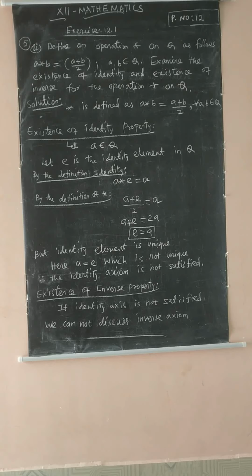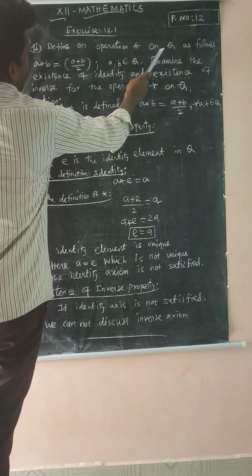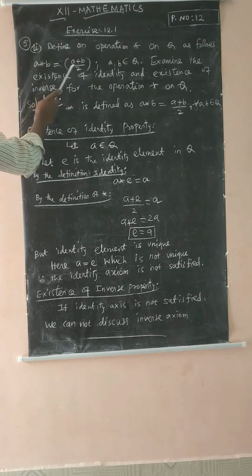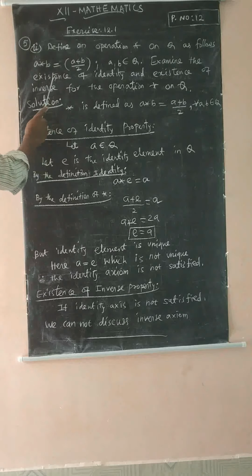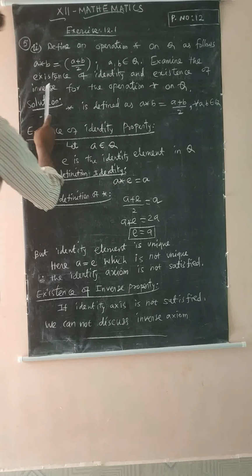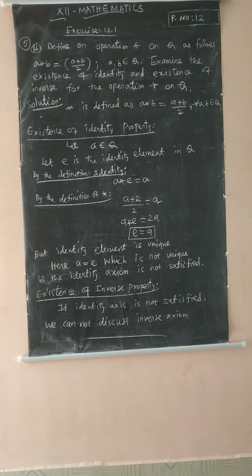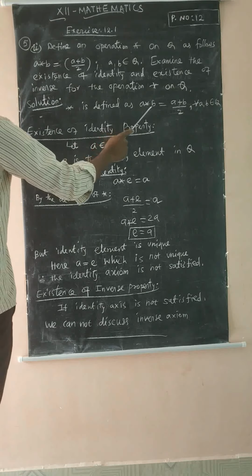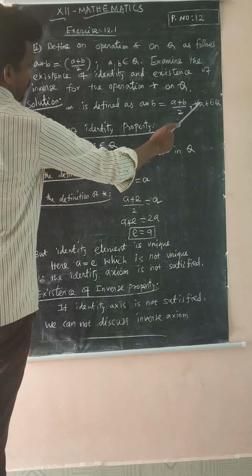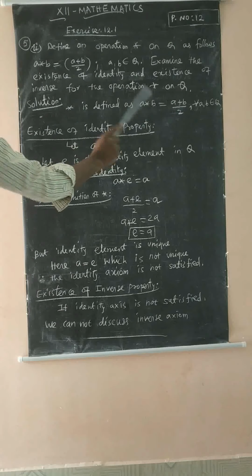Okay, friends. Now see exercise 12.1, second subdivision. Define an operation star on Q as follows: A star B equal to (A plus B) by 2, where A, B belong to Q. Examine the existence of identity and the existence of inverse for the operation star on Q. Solution: star is defined as A star B equal to (A plus B) by 2 for every A, B belongs to Q. Okay. So that is the star operator defined.